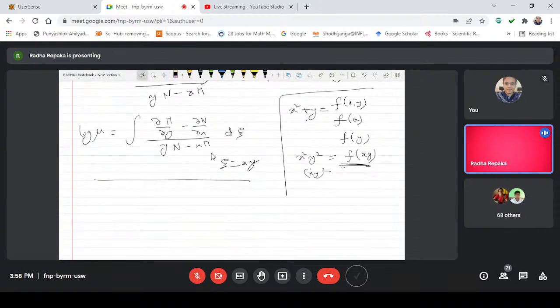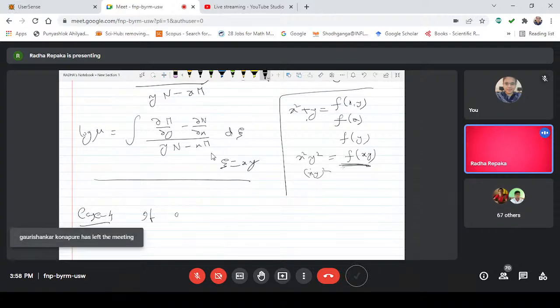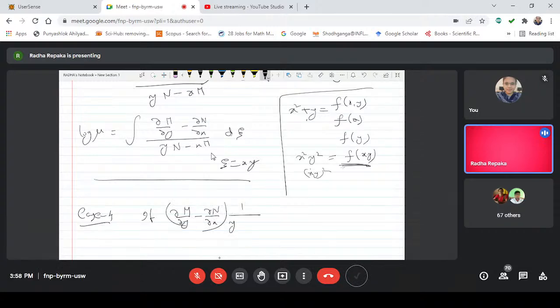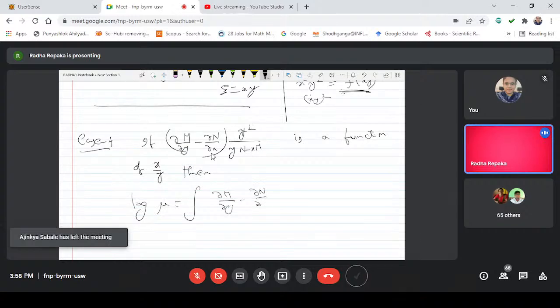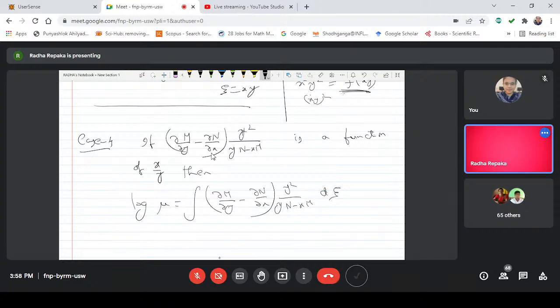Right? Similarly, I will not give the further details, but for you to understand, you can verify case 4: if (dM/dy minus dN/dx) divided by (yN minus xM) into y square is a function of x by y, then the integrating factor log mu is given by the integral of (dM/dy minus dN/dx) y square by (yN minus xM) d xi, where xi is equal to x by y.